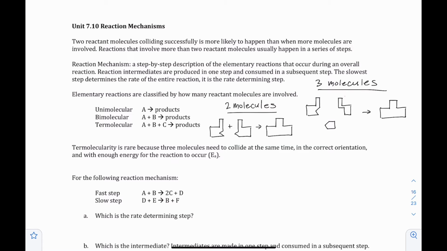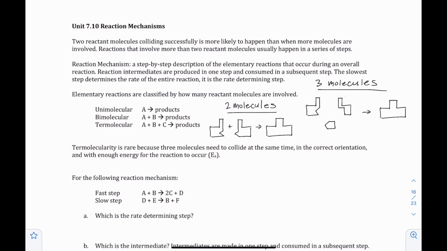Collision theory tells us that molecules must collide with the correct orientation and with enough energy for the reaction to occur. If there are more than two reactants, then all of those particles will need to collide at the same time and in the correct orientation and with enough energy for the reaction to occur.